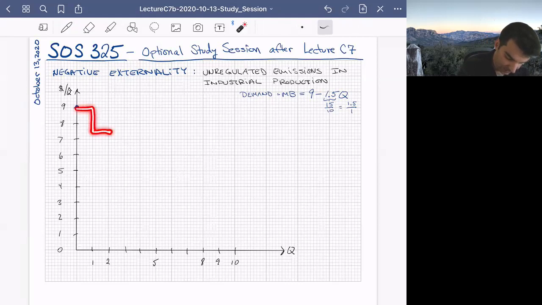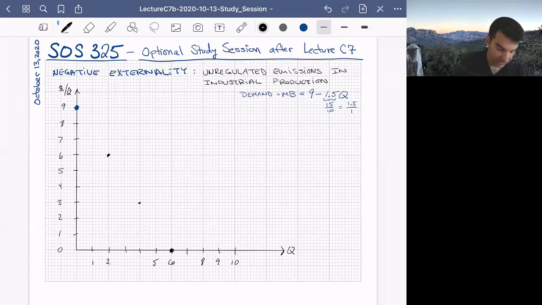If I run 2, I'll fall another 1.5, and so I end up falling 3 for every 2. So that means I'll be at 6, and then I run another 2 and go down 3, run another 2 and go down 3. So it looks like I hit this axis down here at 6.